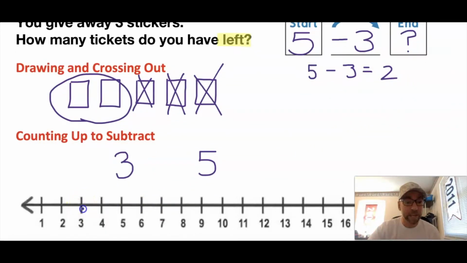We started here at that 3, and then we counted up until we landed on the 5. And we hopped 1, 2. So we also got 2 when we were counting up to subtract.